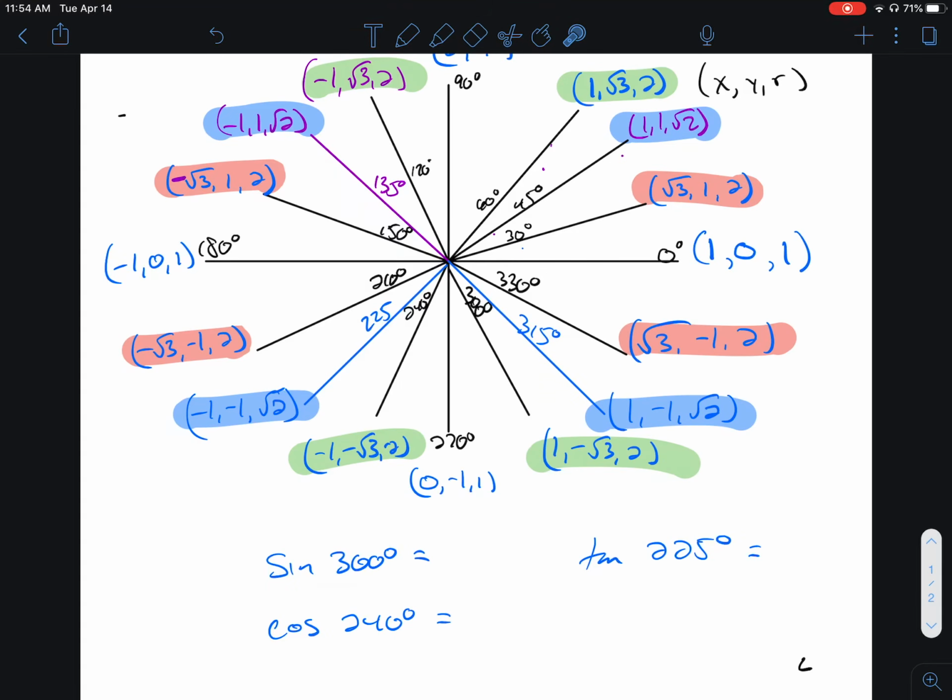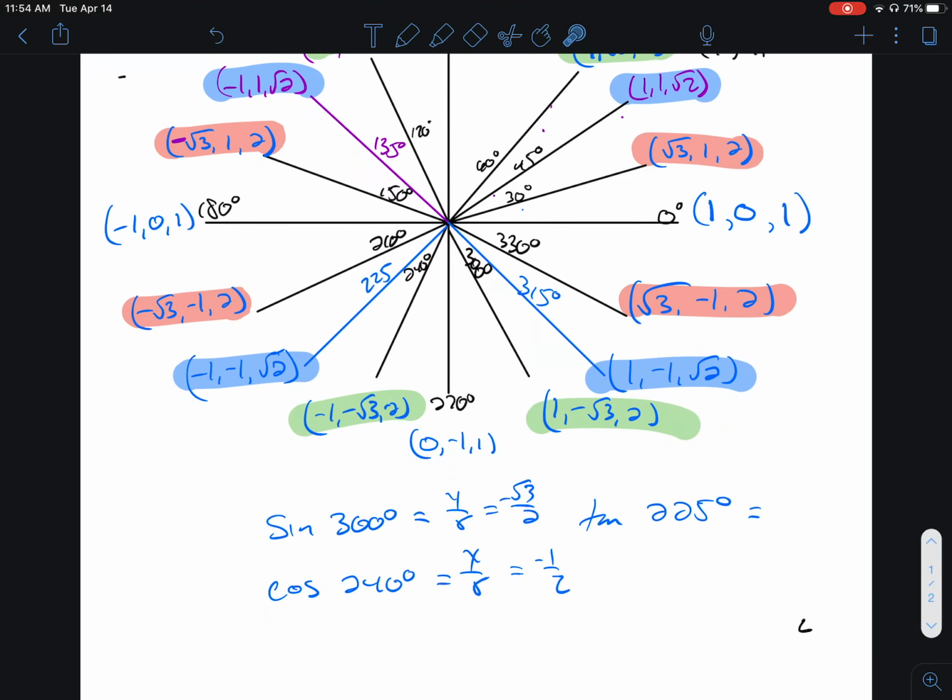300 degrees is here. Sine is y over r. At 300 degrees, y is negative square root of 3, r is 2. Done. Cosine of 240 degrees, here's 240. Cosine is x over r. X is negative 1, r is 2, so it's negative 1/2. Tangent of 225, here's 225. Both x and y are negative 1. Tangent is y over x, so we get negative 1 over negative 1.